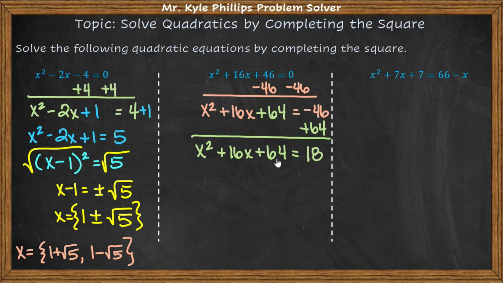Now this is a factorable trinomial. So what are factors of 64 that add to give me 16? And that will be 8. So here this would be x plus 8 and x plus 8. So I can write this as x plus 8 quantity squared equals 18.